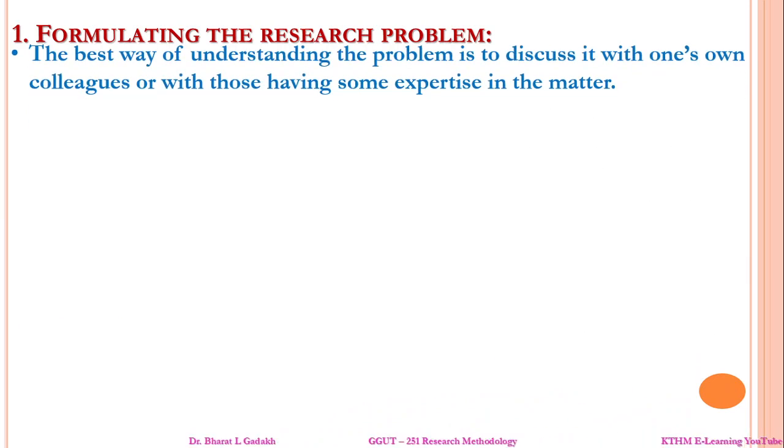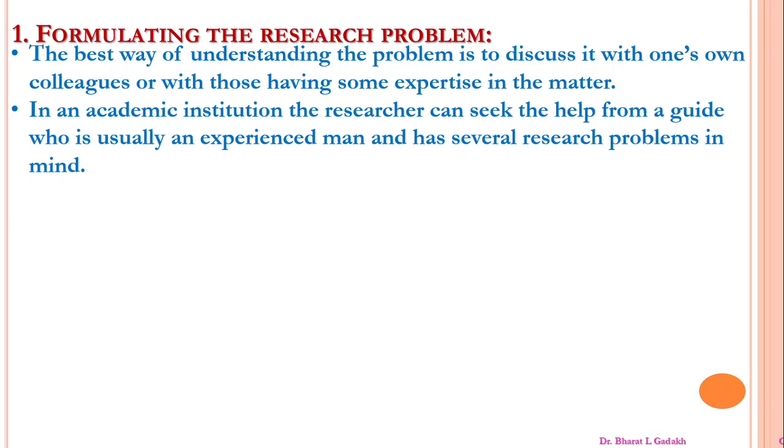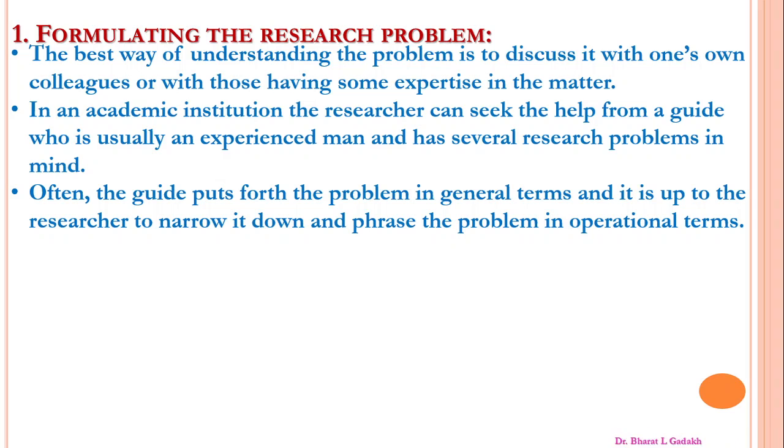Now, this is formulating the research problem. The best way of understanding the problem is to discuss it with one's own colleagues or with those having expertise in the matter. In an academic institution, the researcher can seek help from the guide, who is usually an experienced person and has several research problems in mind. The guide puts forth the problem in general terms, and it is up to the researcher to narrow it down and phrase the problem in operational terms.